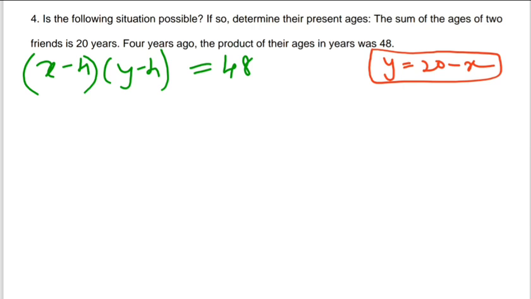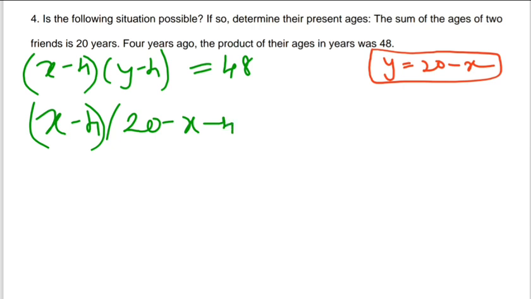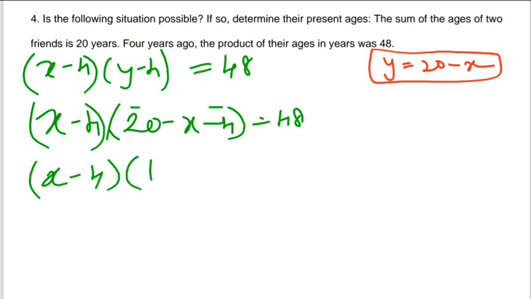So we know the y value, that is 20 minus x. So simply add it. X minus 4, the value of y is 20 minus x, 20 minus x minus 4 is equal to 48. So x minus 4 into 20, so 20 minus 4 is 16, 16 minus x is 48.